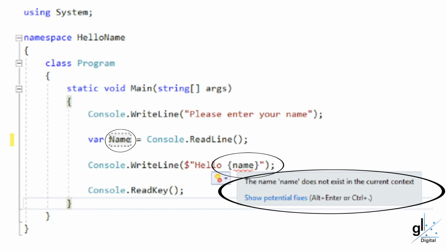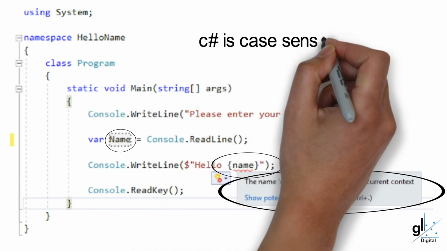This is because the C# compiler views name with an uppercase N as a different variable to if it was defined with a lowercase n. The compiler is therefore flagging that the name variable with the lowercase n has not been defined. As with C, Java, JavaScript, and C++, C# is a case-sensitive programming language.